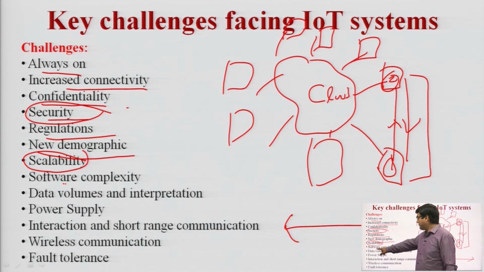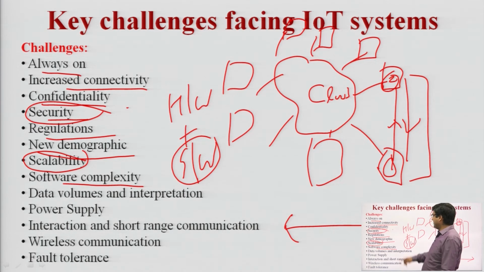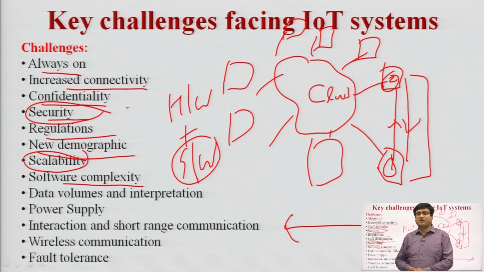After that, software complexity, because we are talking about the hardware, but hardware runs through software. So there is a software complexity: which type of software can be used for which particular hardware, and which hardware is compatible with which software. We are using various types of programs and software tools in an IoT system. So software complexity is the main issue.